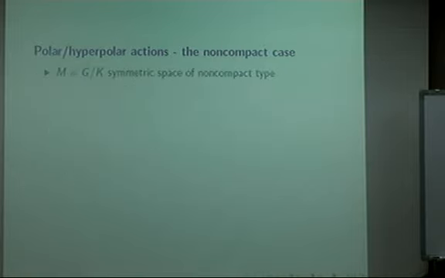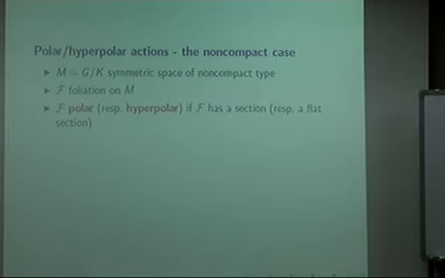So I want to talk about the non-compact case. We are in our standard situation. We have a symmetric space of non-compact type. And suppose we have a foliation f on M. We say that this foliation is polar or hyperpolar if this foliation has a section or a flat section. This just comes from the definition of polar actions and hyperpolar actions.